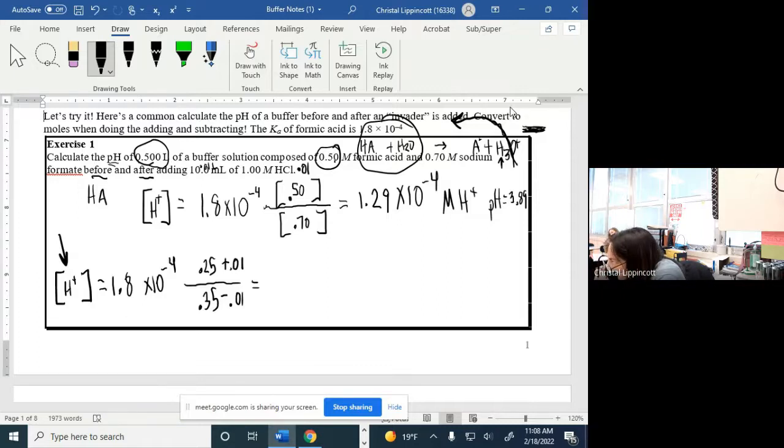What are you adding into this? You're adding in hydrochloric acid. So you're adding in H+ ions, which is going to shift and form more of this material here, thus not impacting your pH a whole lot. Why do you subtract 0.01? Because it's taking away from this.